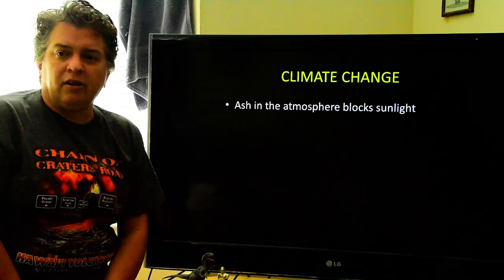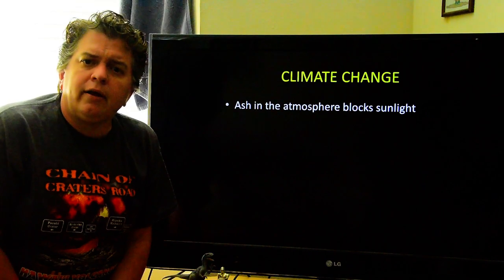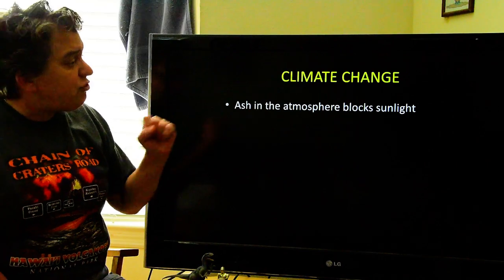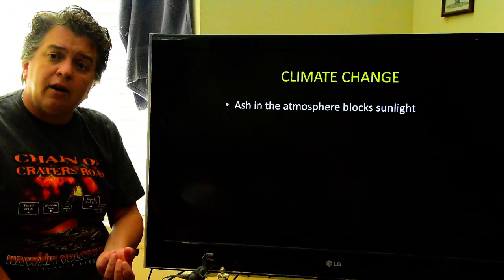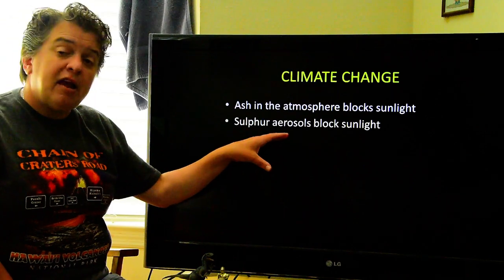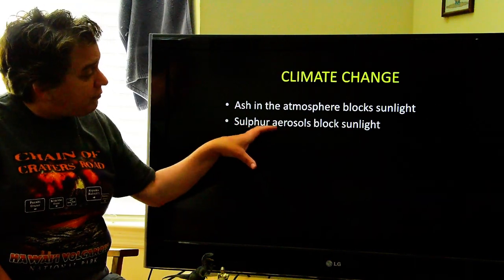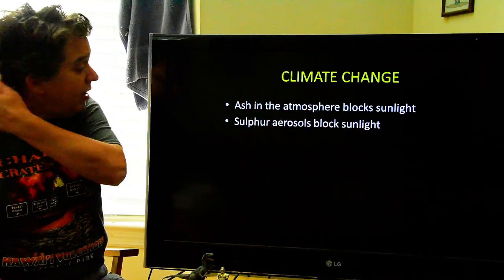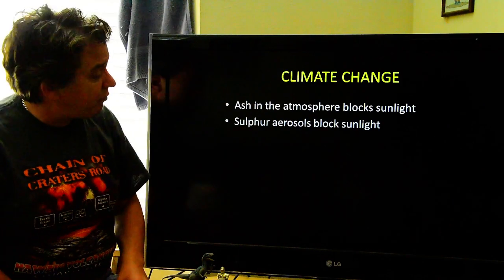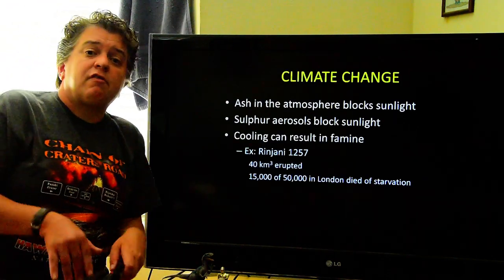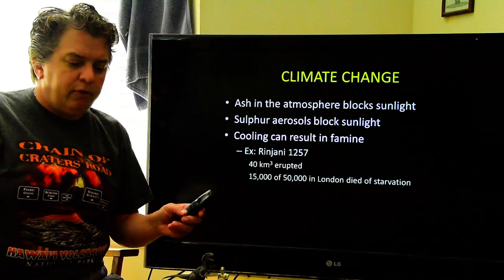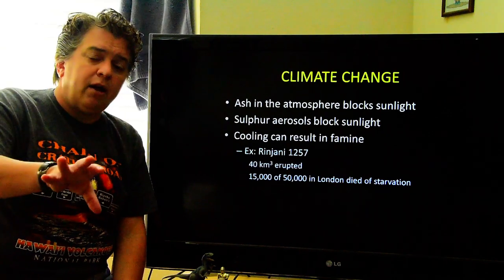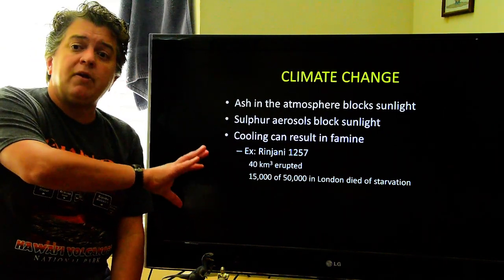And then there's climate change, which I was alluding to a little bit earlier with the sulfur gases and the ash. Ash in the atmosphere blocks incoming sunlight, cooling the climate. The same thing can be caused by sulfur aerosols, which are where sulfur gases and water combine with each other. They block incoming sunlight and cool Earth's climate system. Now, especially in the past, when you didn't have a global supply chain of food, cooling the climate just a little bit could cause major famine.